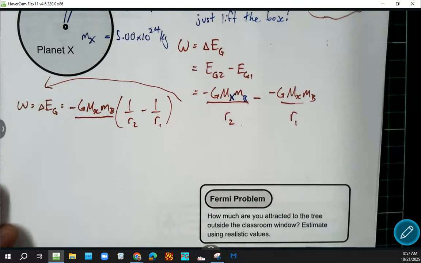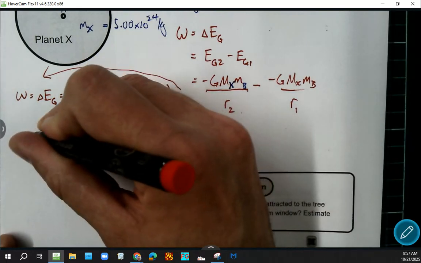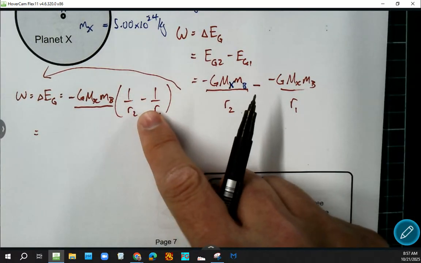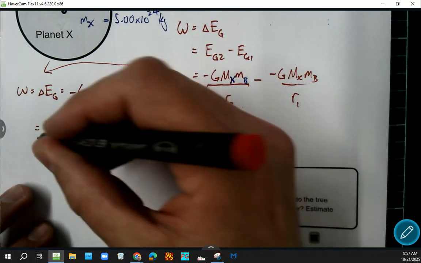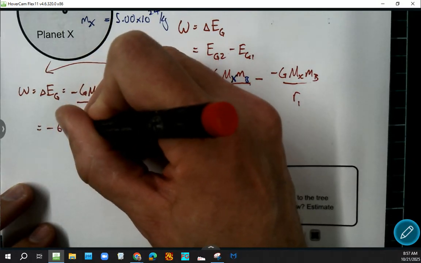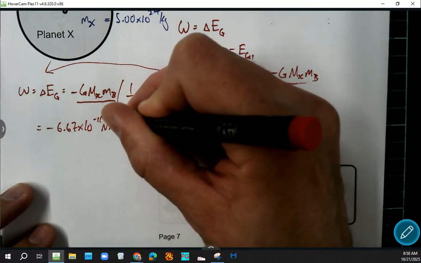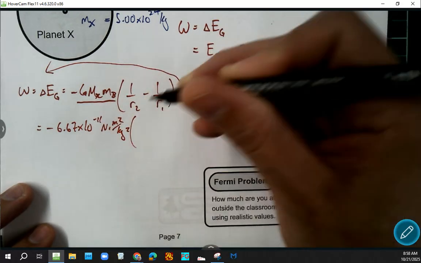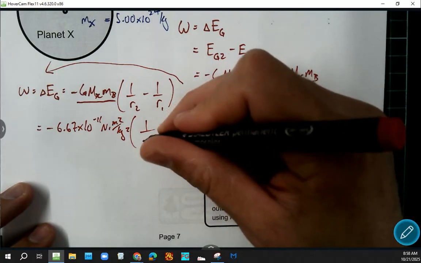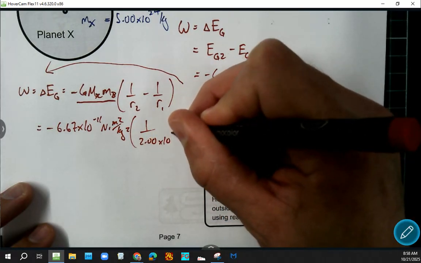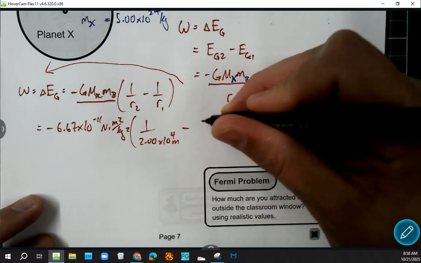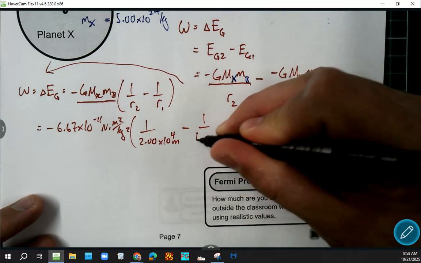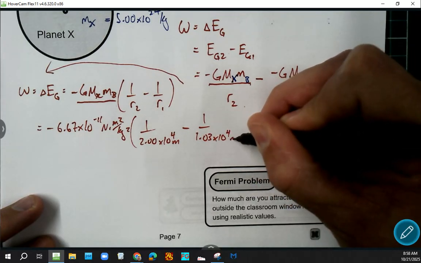And depending on the kind of person you are, you may decide to chunk this out, solve the bracket first, solve this first. For my money, I would probably put the whole thing in all at once because I feel very confident with my brackets. But I'm going to write it out, negative 6.67 times 10 to the power of negative 11 Newton meter squared per kilogram squared, all times 1 over R2. R2 was the 2.00 times 10 to the power of 4 meters. Notice that these are not R squareds. That's for force, not for energy. And some people are going to square them just on impulse. Don't do that. Minus 1 over R1, which is 1.03 times 10 to the power of 4.